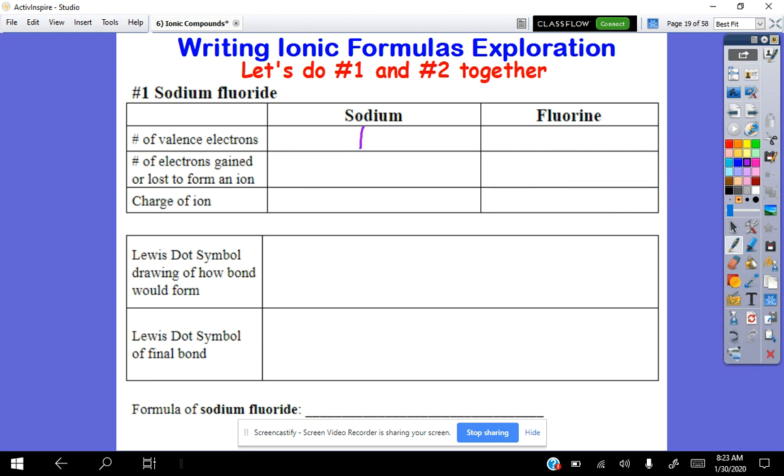So now that I know that I'm going to lose 1 and gain 1, I have to think about my charges. Remember that electrons are negative, so if you're losing something negative, you're going to become positive. So sodium ends up with a +1, fluorine ends up with a -1. So it's gaining 1 electron.